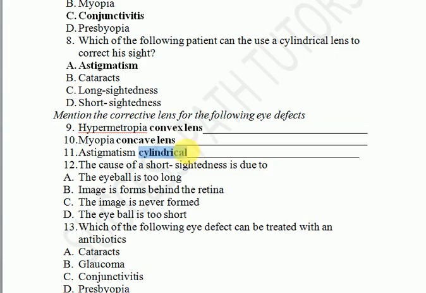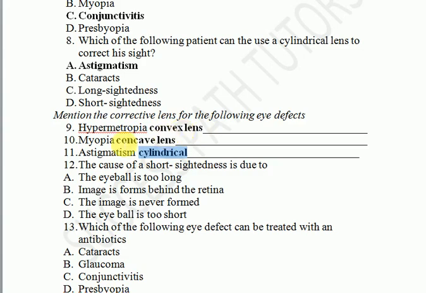Okay, so like I said, the cause of long-sightedness is due to what? Is it that the eyeball is too long, or the image is formed behind the retina, or the eyeball is too short? I think I made a mistake when I was explaining here. When somebody has hypermetropia, the eyeball is too small, so the image is formed behind the retina such that the image is blurred. So you need a convex lens to converge the image on the retina.